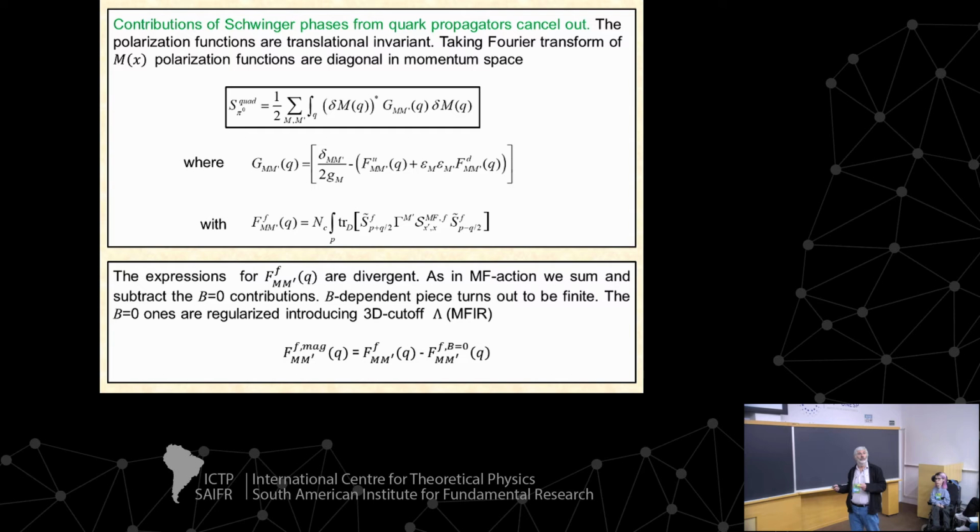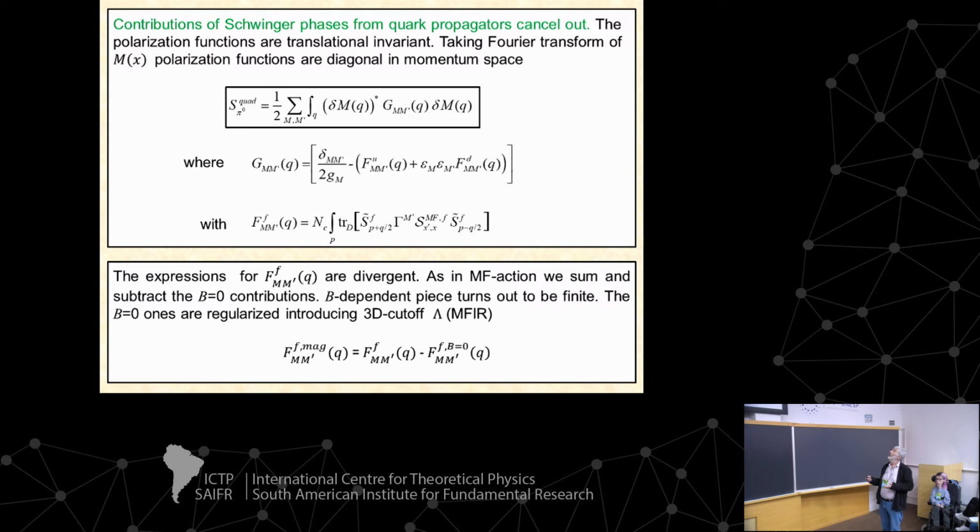So I can expand, if you like, these mesons, which were written in terms of the coordinates, I can Fourier transform them, and I can also Fourier transform this inverse propagator. So in a way, the inverse propagator becomes diagonal in the Fourier basis.